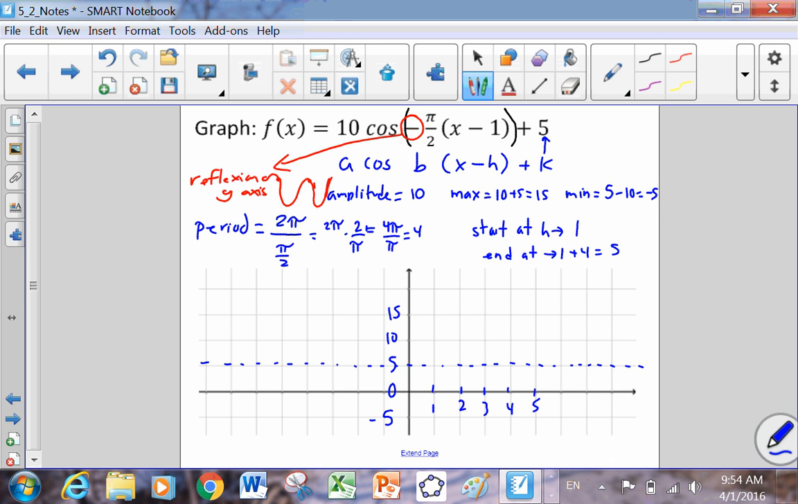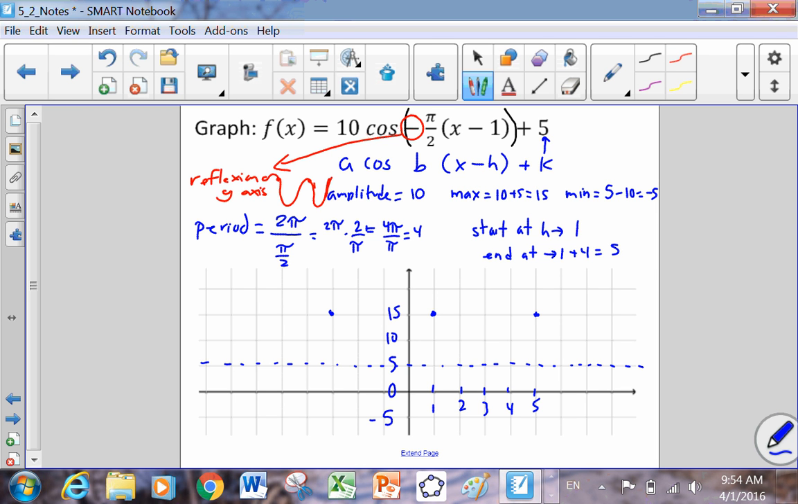Okay. So when we start at 1, do we start at the maximum or the minimum? At 1, we're going to start at 15. And we're going to end at 15 also. We said there's a reflection, but if there's a reflection, it's going to be the same thing. Okay. Halfway, where are we going to be halfway? 1, 2, 3, 4. We're doing four parts.